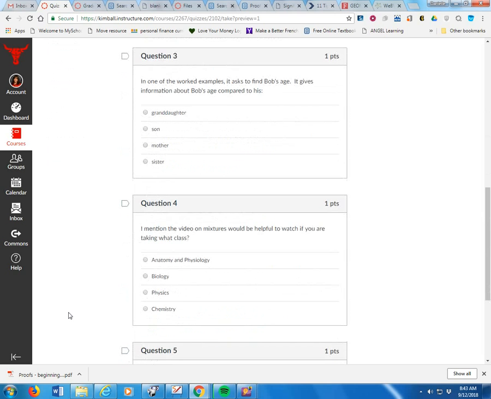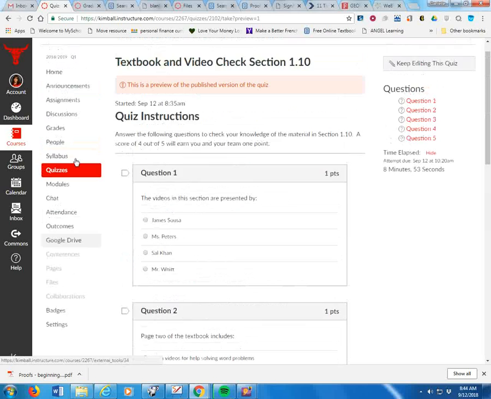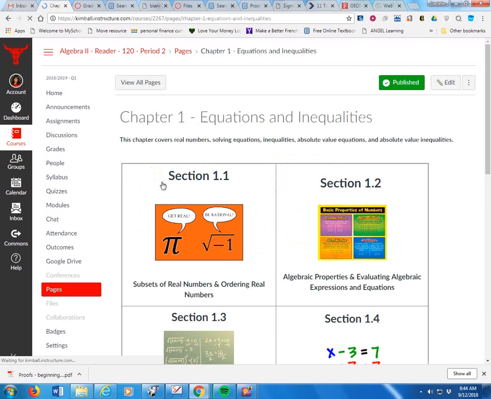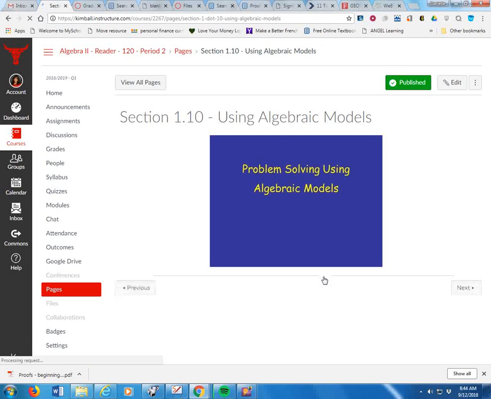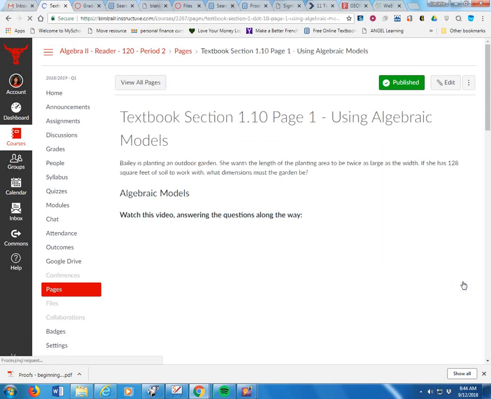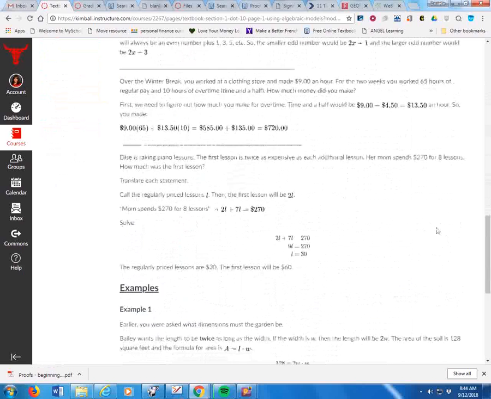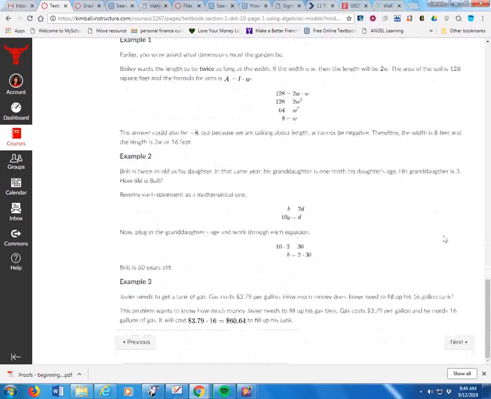And one of the examples asked to find Bob's age, and it compared him to what relative? Was it his brother? I don't know. Did you get that one right? I thought it was his son, but I don't remember. Okay, it wasn't his son. I don't know. I didn't watch it last night, so. Anybody know? Let's just look. Winter break, piano lessons, dimensions. Bob is twice as old as his daughter.